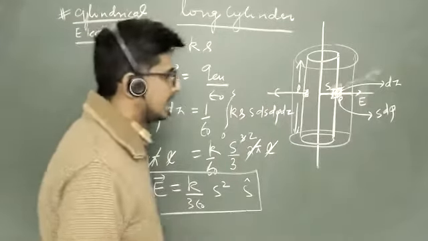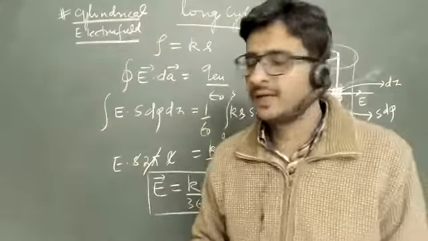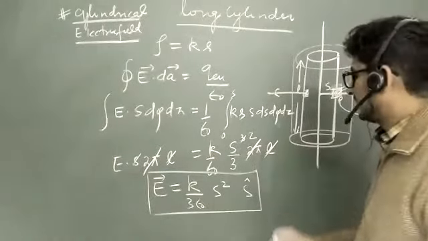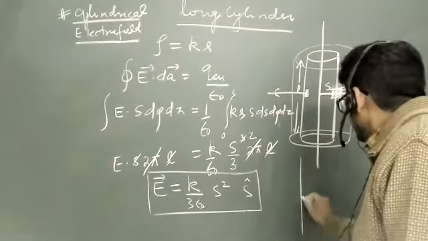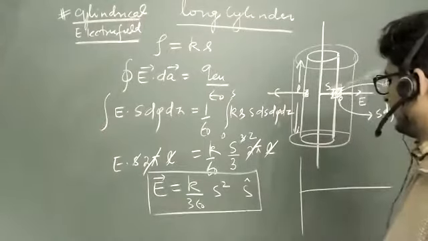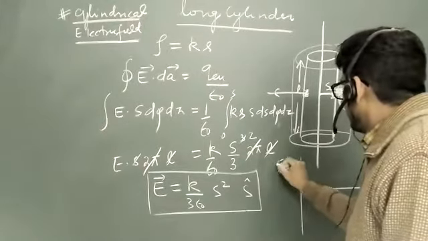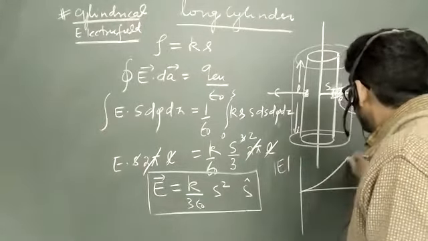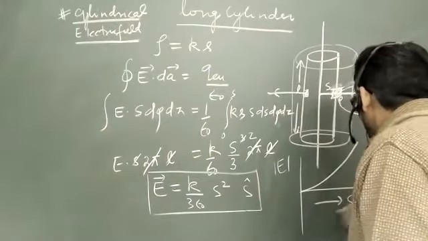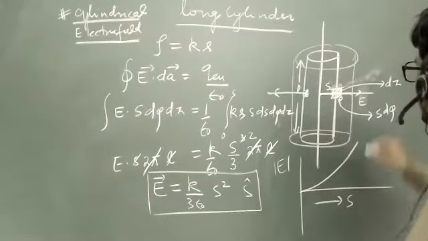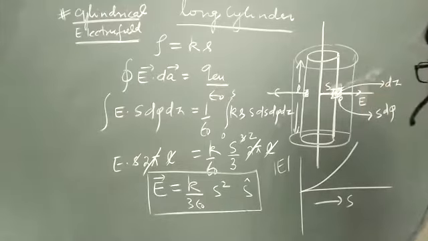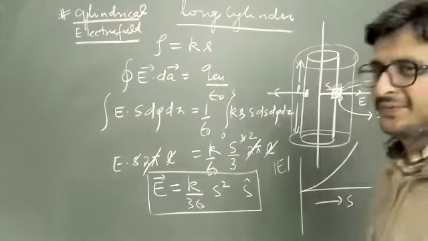So can you plot it now? Can you plot this electric field from the axis of the cylinder? Yes, sir. How will it look? It will be parabolic. This is E, so it will be like this. It will be parabolically increasing, but only up to a certain distance. After that, it will be different. Yes or no?